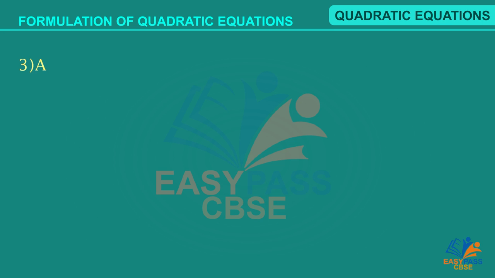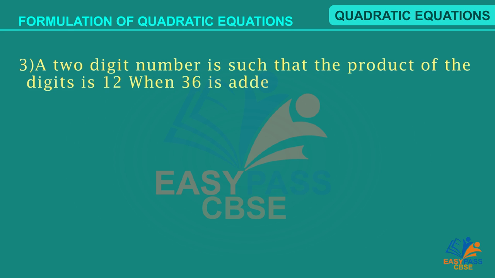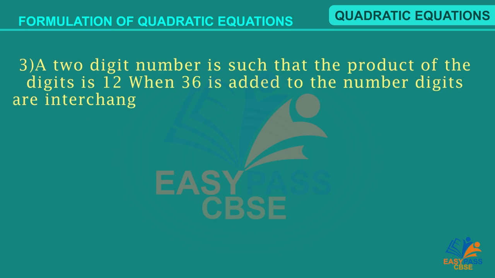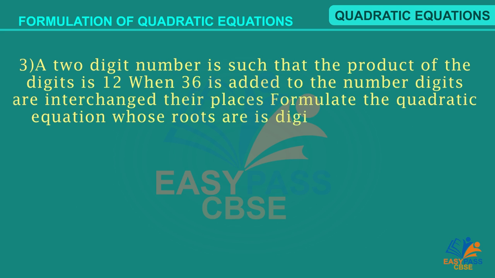Third example. A two-digit number is such that the product of the digits is 12. When 36 is added to the number, the digits interchange their places. Formulate the quadratic equation whose roots are the digits of the number.